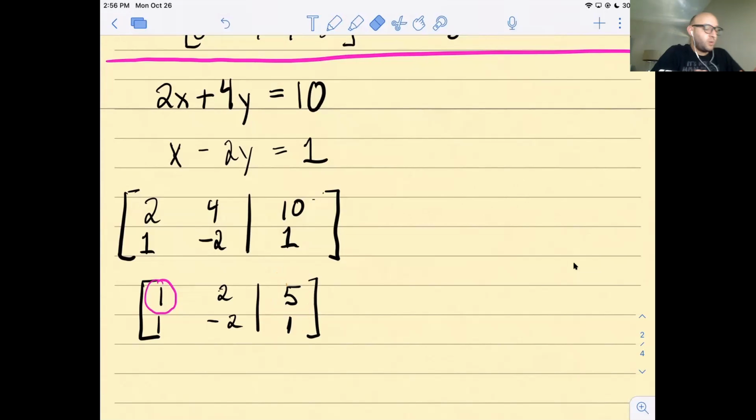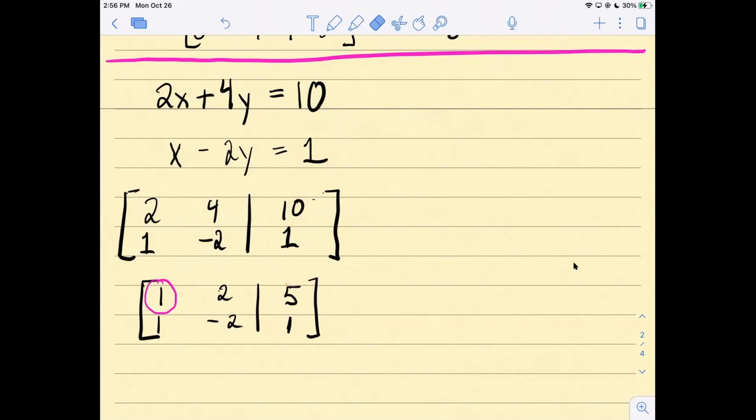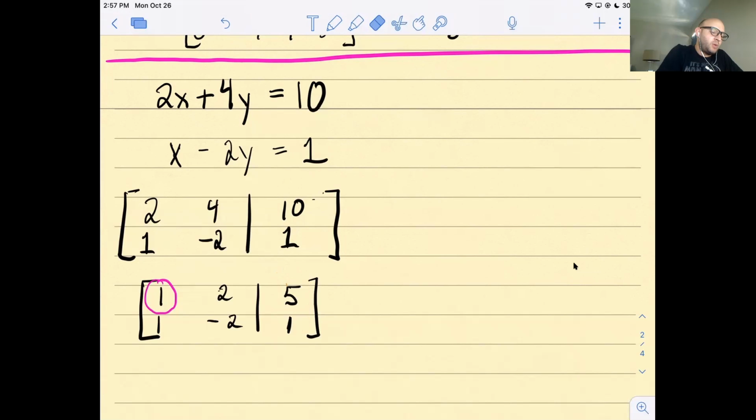So now, what can you do? We got our 1 in the top left. What could we do using that 1? How can we use that 1 to turn the thing underneath it into a 0? How do we combine the 2 rows to turn this 1 into a 0?